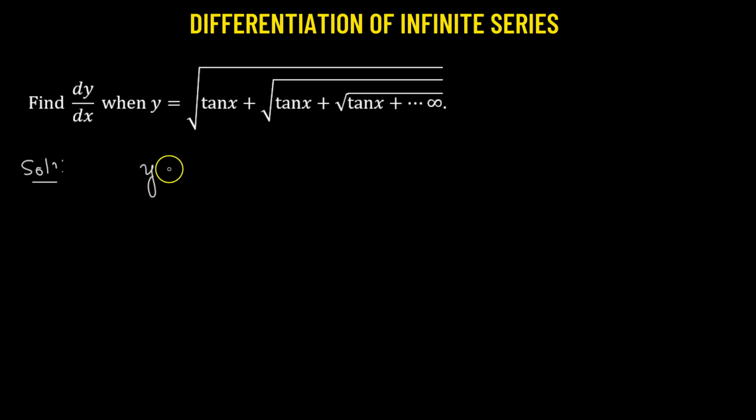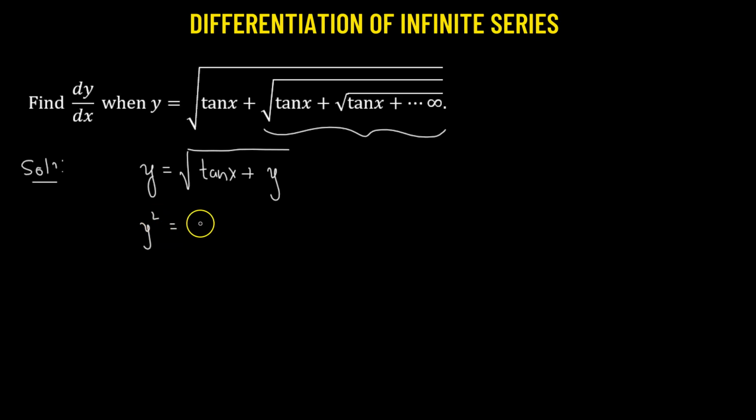So let's begin with this particular infinite series, which can also be represented as y equals the square root of tangent of x plus y. Now what we can do is consider this entire term and replace it with y, and it would mean exactly the same thing. So we'll square both sides to get y squared equals tangent of x plus y. Transposing this y to the left hand side gives us y squared minus y equals tangent of x.